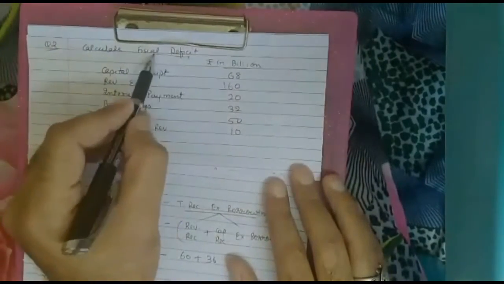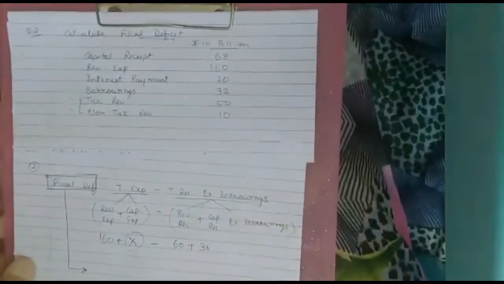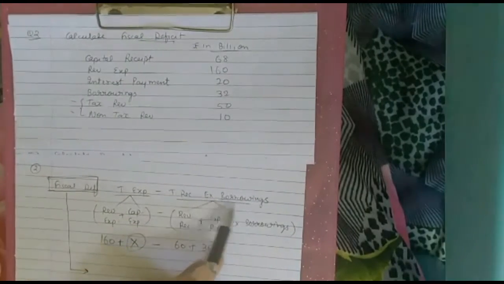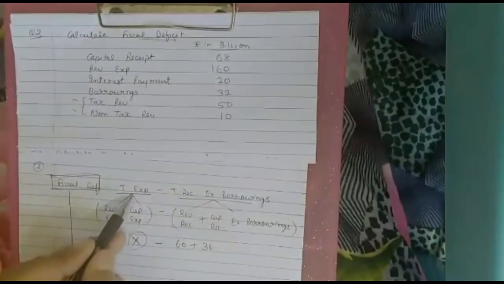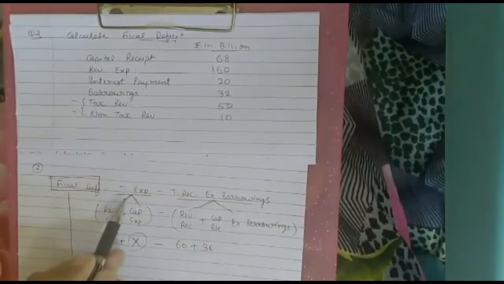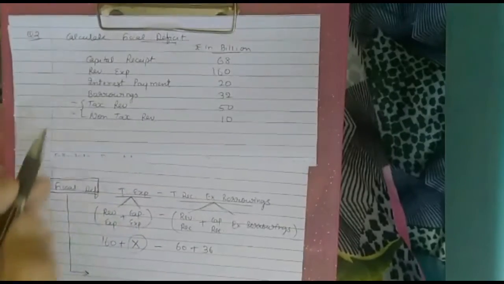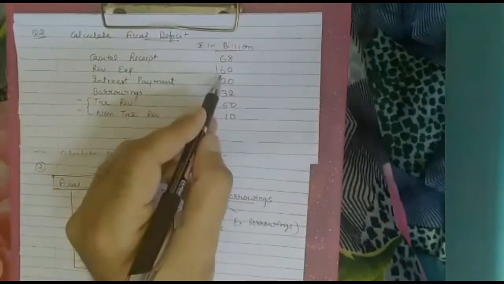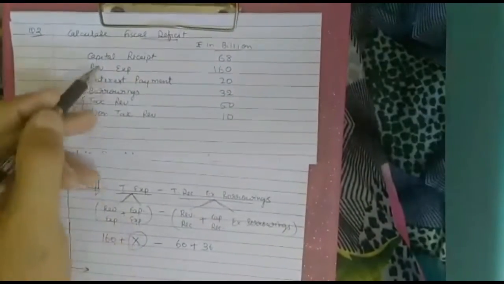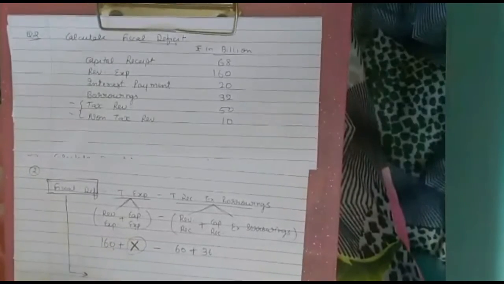Now let's start with the formula, everyone. Fiscal deficit is equal to total expenditure minus total receipts excluding borrowings. But as total receipts and total expenditure are not given, total expenditure is equal to revenue expenditure plus capital expenditure. Revenue expenditure is given in the question, that is 160. Capital expenditure is not given in the question.